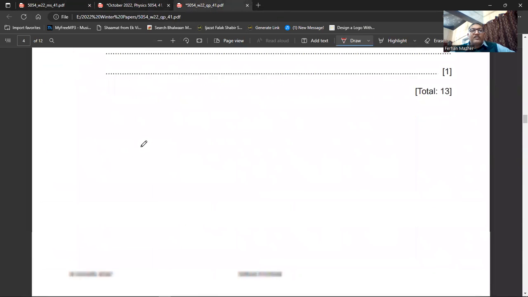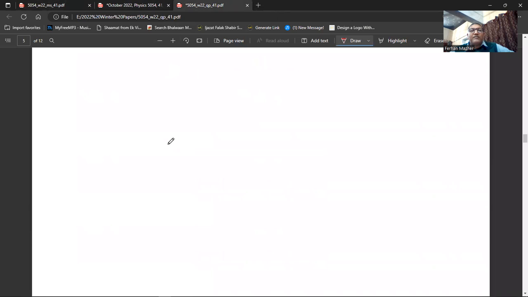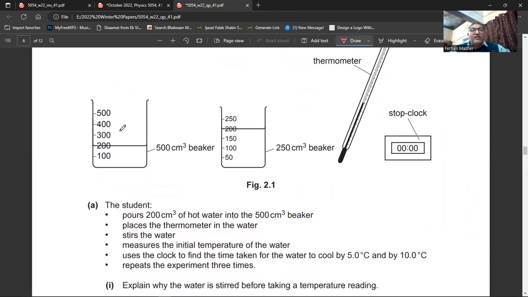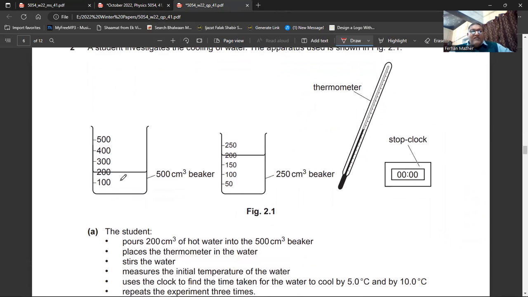Okay, so let's go to the next question. The next question coming up on your screen is question number 2. He says, a student investigates the cooling of water. The apparatus used is shown in the figure 2.1. Here we have a 500 cm³ beaker and here we have a 250 cm³ beaker. In both of them, the volume of the water is 200 cm³.